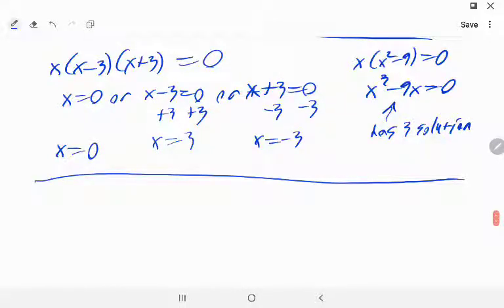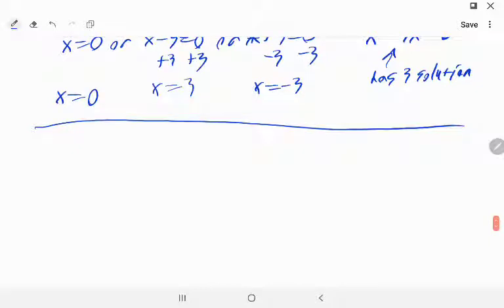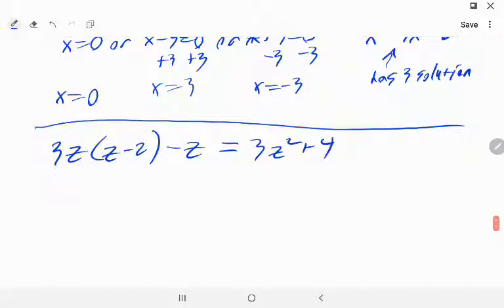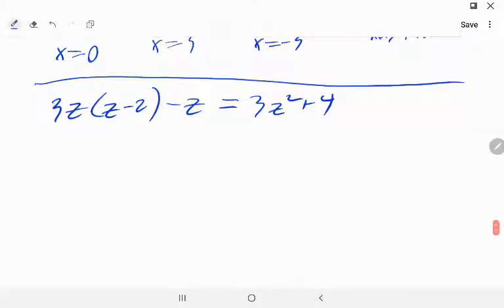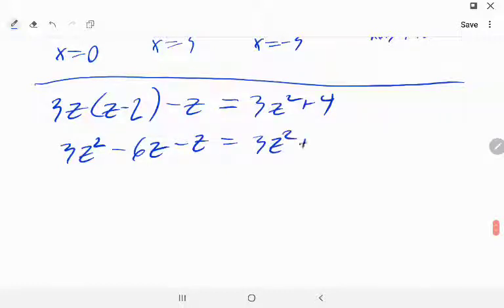We'll try one more that's a little bit trickier. If we had 3z times the quantity z minus 2, and then we subtracted z, and we set that equal to 3z squared plus 4, this one is not obvious. So what we have to do is first multiply everything out. We get 3z squared minus 6z, so we have 3z squared minus 6z minus z equals 3z squared plus 4.